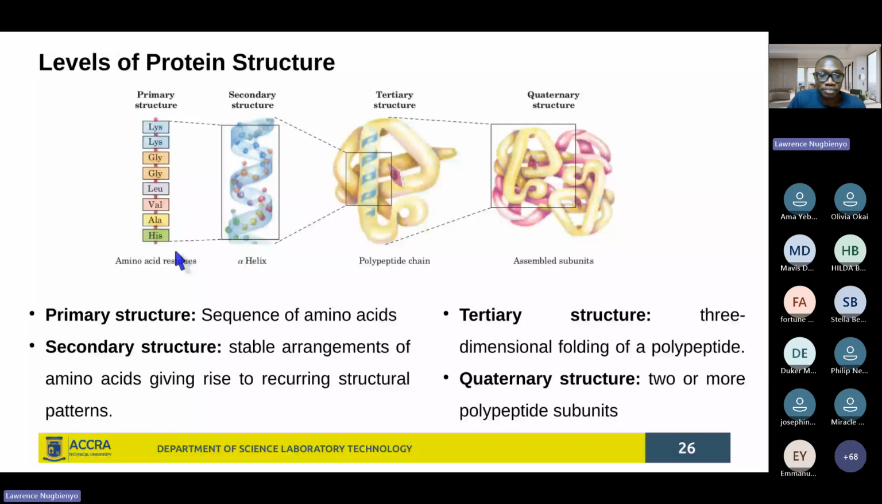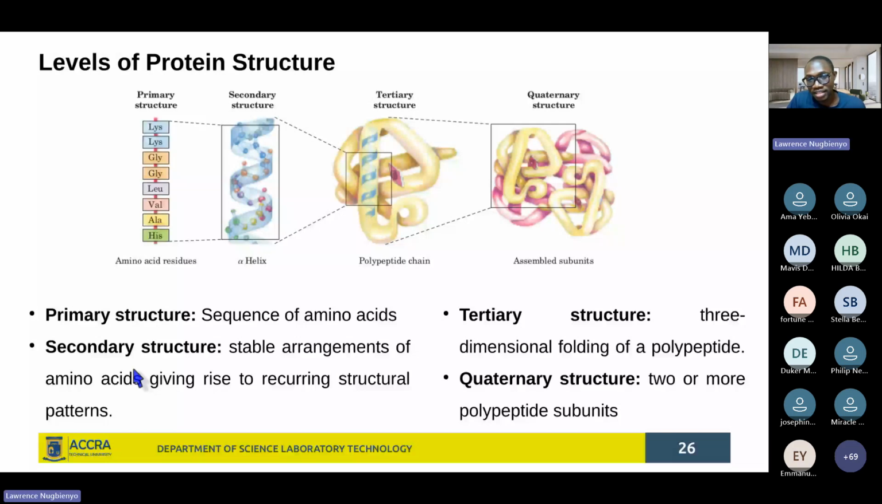All right. So we see that apart from the primary structure, we also have what we refer to as the secondary structure. We will look at the secondary structure more in detail. We'll see two of them.